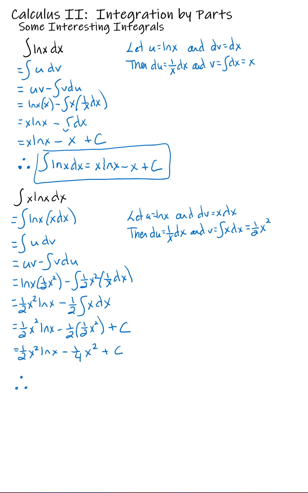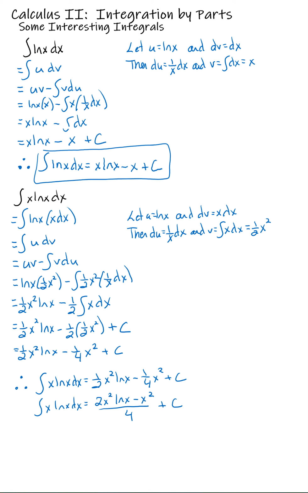And there we go. The integral of x times the natural log of x dx is equal to 1/2 x squared times the natural log of x minus 1/4 x squared plus c. I will let you know on occasion I have seen this written with a common denominator, so sometimes you might see this as (2x squared times the natural log of x minus x squared) over 4 plus c.